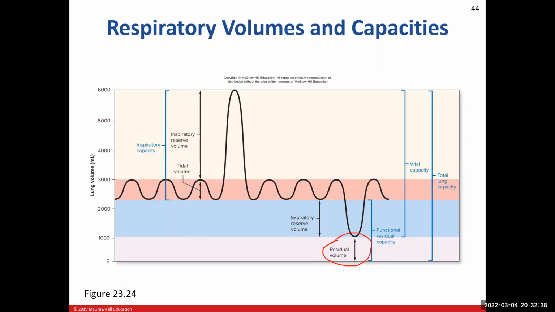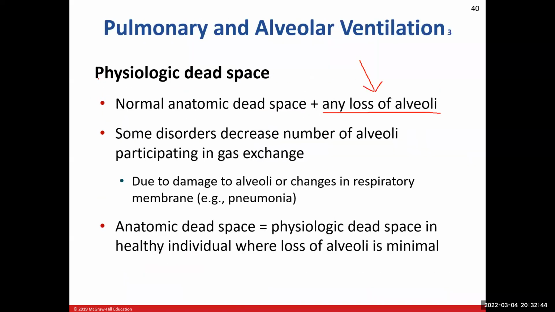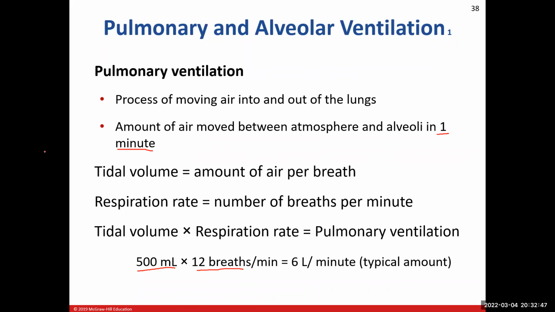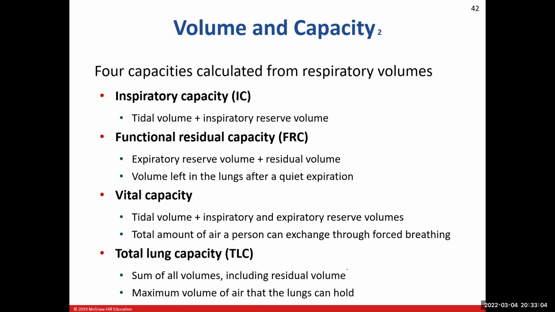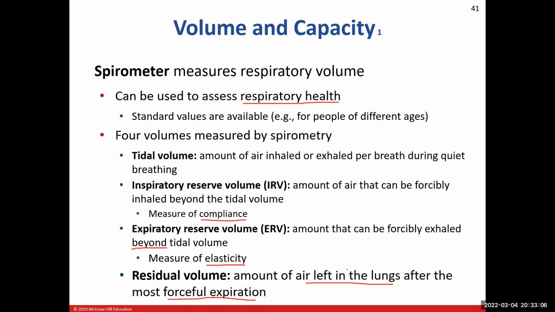Now remember, how did we get this value here? 6,000 milliliters, AKA 6 liters. This is how we did it. We figured out the pulmonary ventilation. Measure your tidal volume, then we multiply it by the number of breaths in a minute. And like I said, normally it's about 6 liters or 6,000 milliliters. That's how we get that. So we have our 4 volumes here.